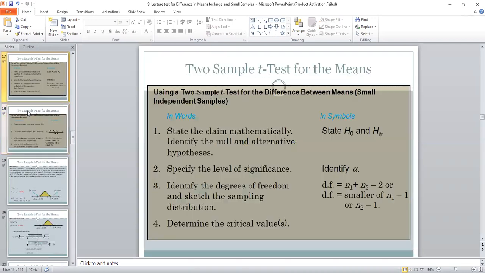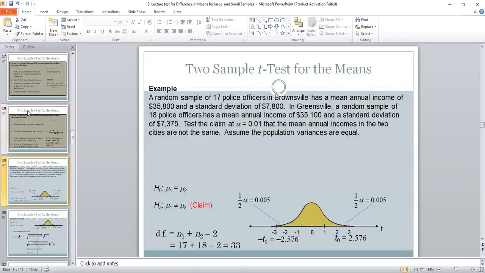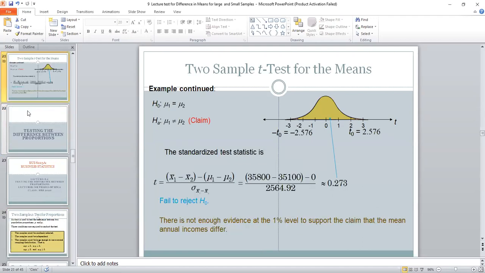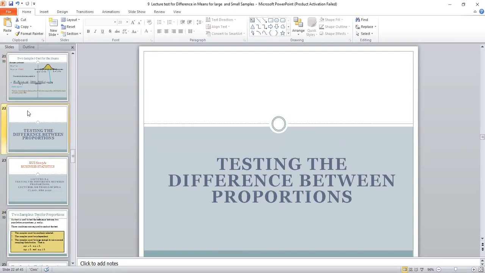This is what I've done. A random sample of 17 police officers has a mean annual income, with a standard deviation of that. Now this again is the independent sample test for small samples, so the procedure is here and you can check. I don't want you to bother about testing for proportion. This one is on consumption in future. It is the same procedure as for the mean.